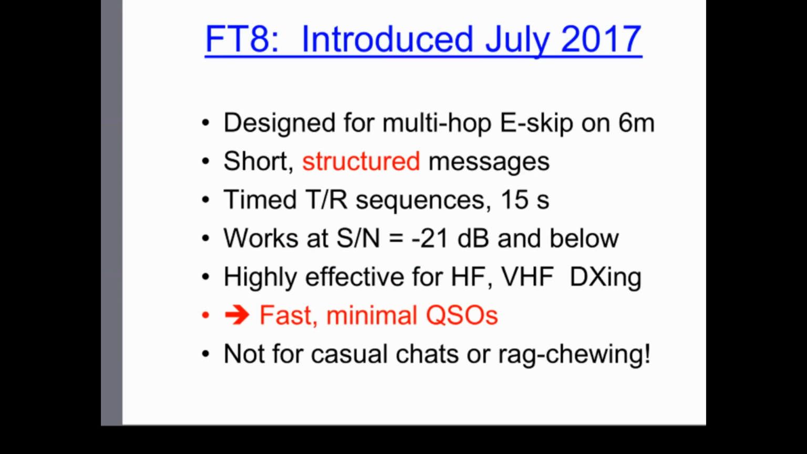So FT8 is the one with the yellow curve that was jumping off, showing it's so popular. That was introduced just about 2 years ago, a little over 2 years ago now. I designed it together with Steve Frank, primarily for multi-hop sporadic E on 6 meters. That's what we were interested in when we were doing it. Those signals are often, sometimes they get strong, but they're often weak-ish, and they almost always have a lot of QSB.